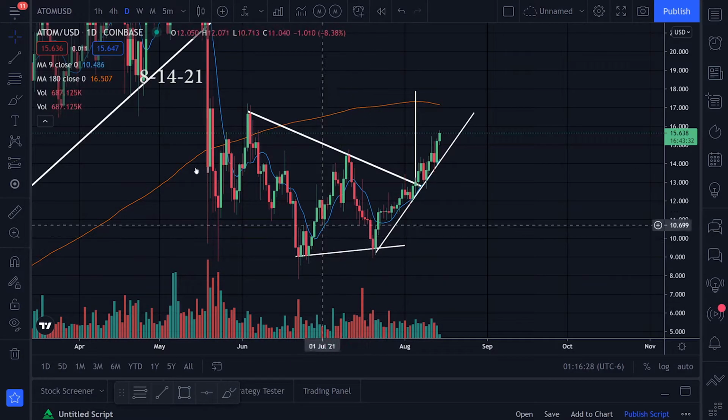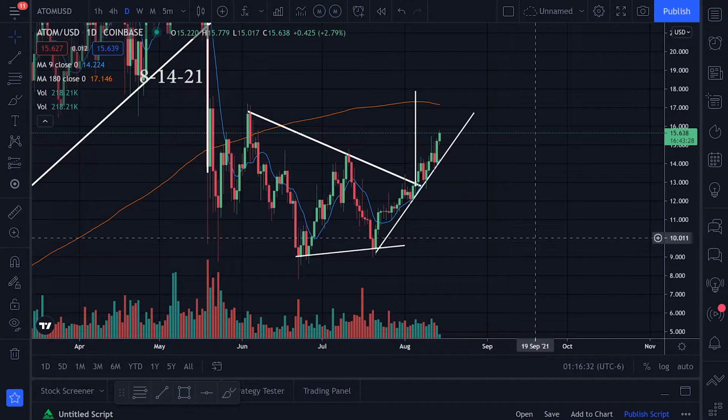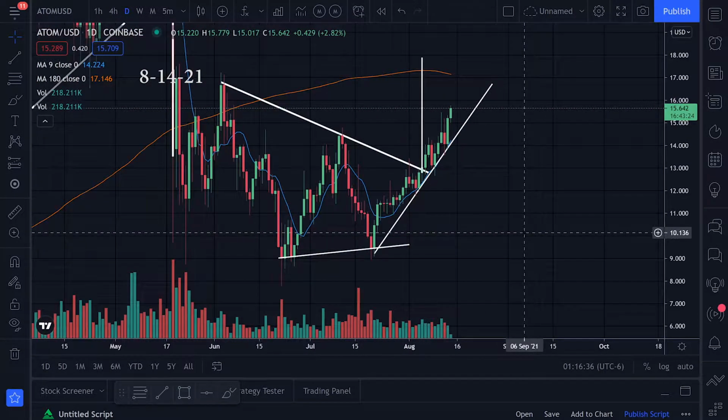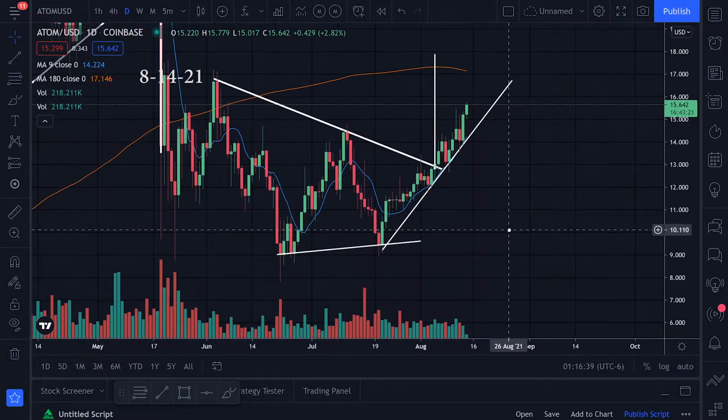Let's take a look at some chart action for Cosmos, ticker symbol ATOM. I had a user request this, and I was going to make a TikTok, a short video, about it, but I actually wanted a little bit more time to talk about this.